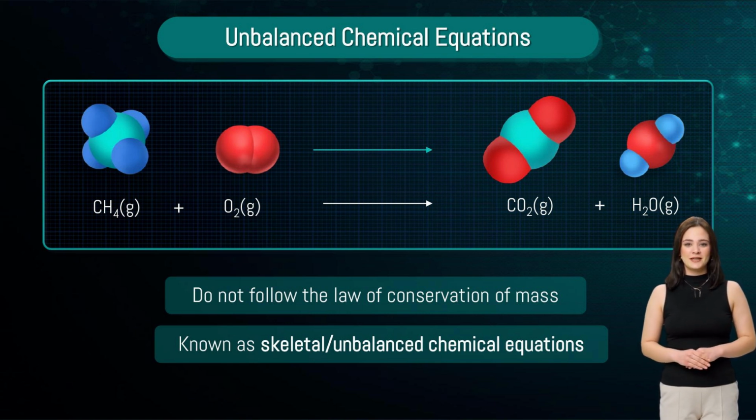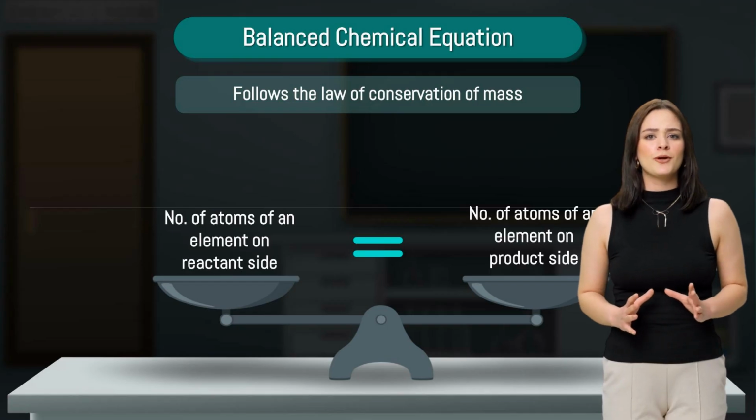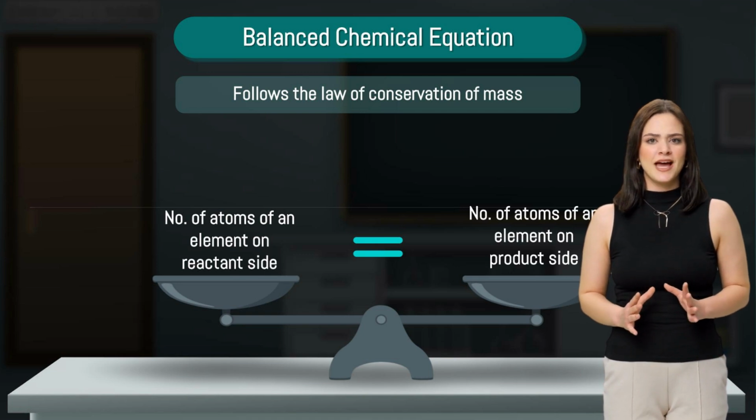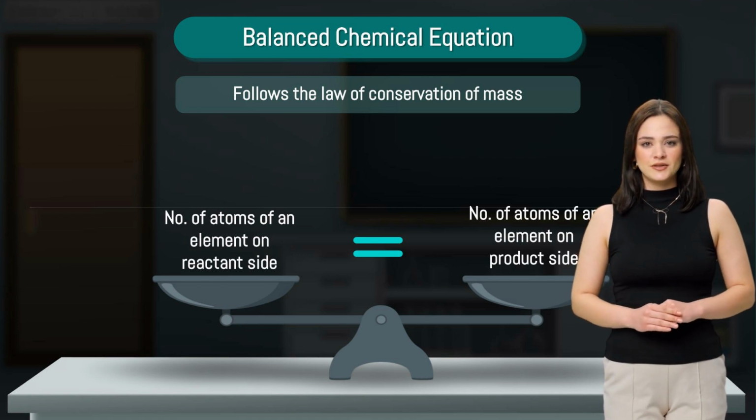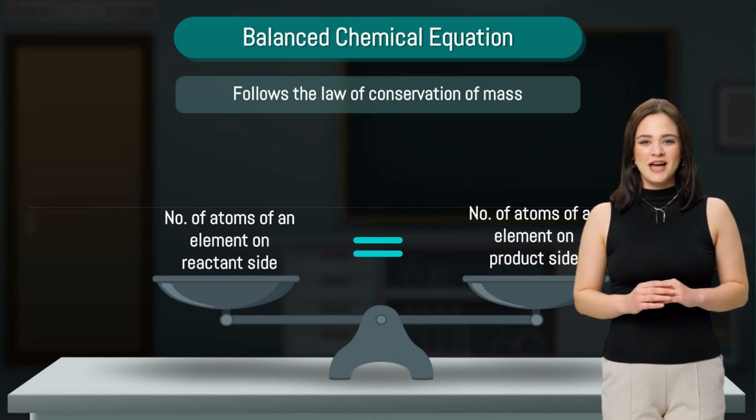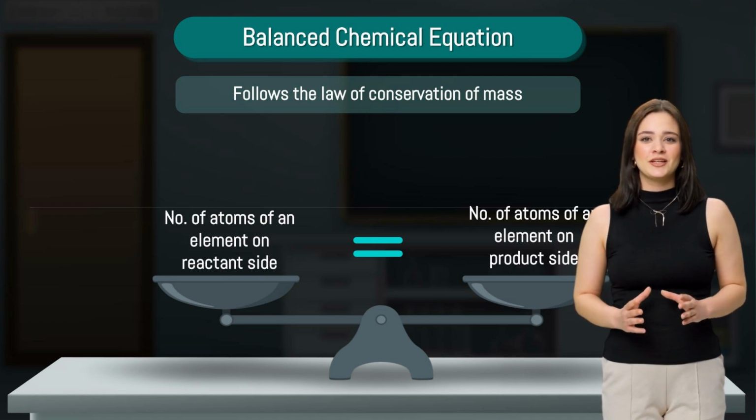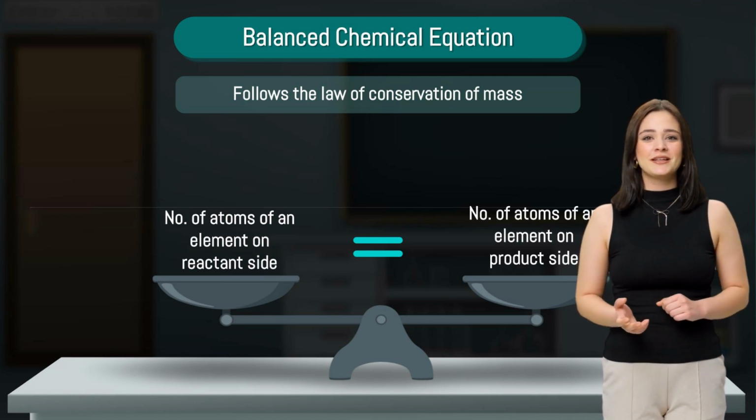Let us see how we can balance these chemical equations. A balanced chemical equation ensures the number of atoms for each element is equal on both the reactant and product sides. This adherence to the law of conservation of mass means mass is neither created nor destroyed, maintaining equilibrium in chemical reactions.